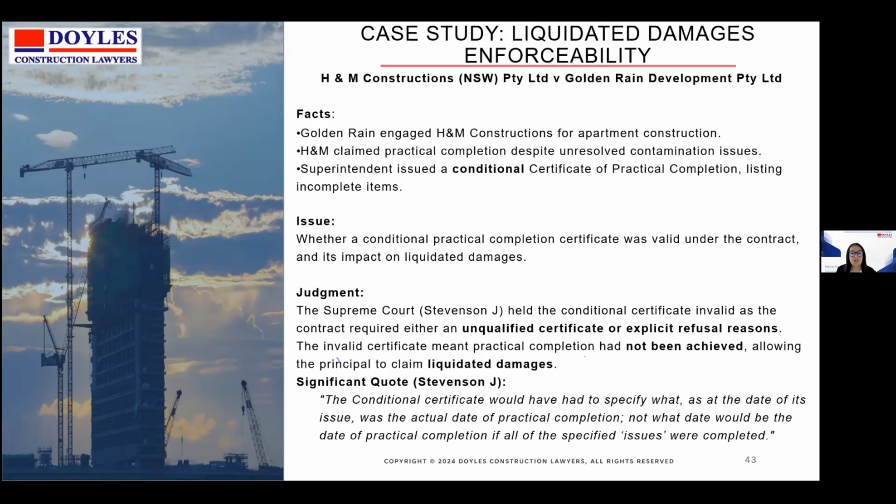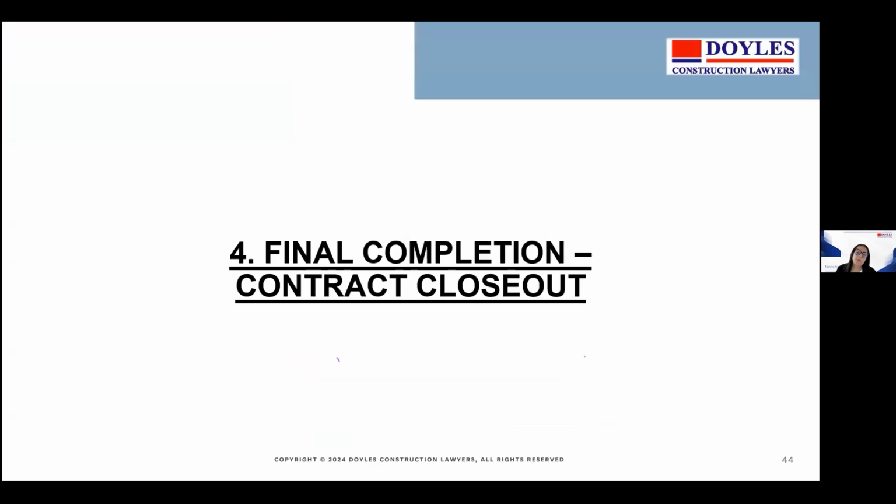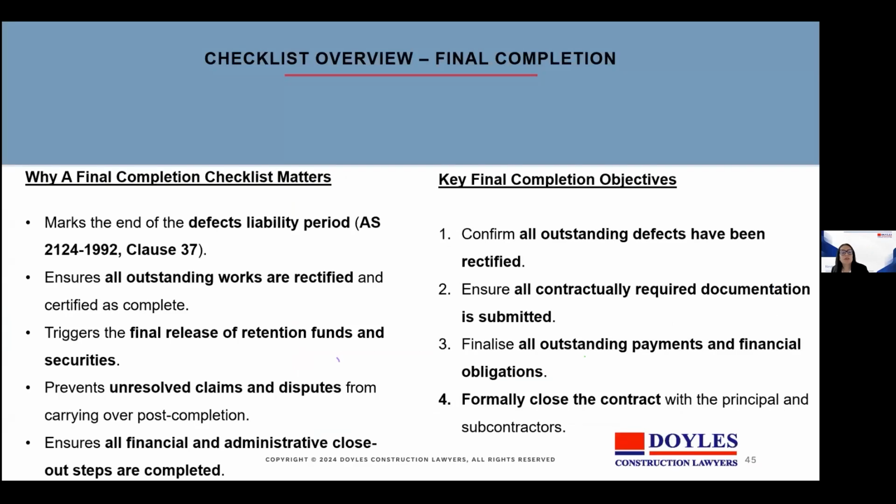But just moving on to final completion, contract closeout. The final completion checklist overview, why it matters. It marks the end of the defect liability period. It ensures all outstanding works are rectified, triggers the final release of retention funds. It prevents unresolved claims and disputes, and ensures all financial and administrative closeout steps are completed. This is where financial, contractual, and legal loose ends are resolved.